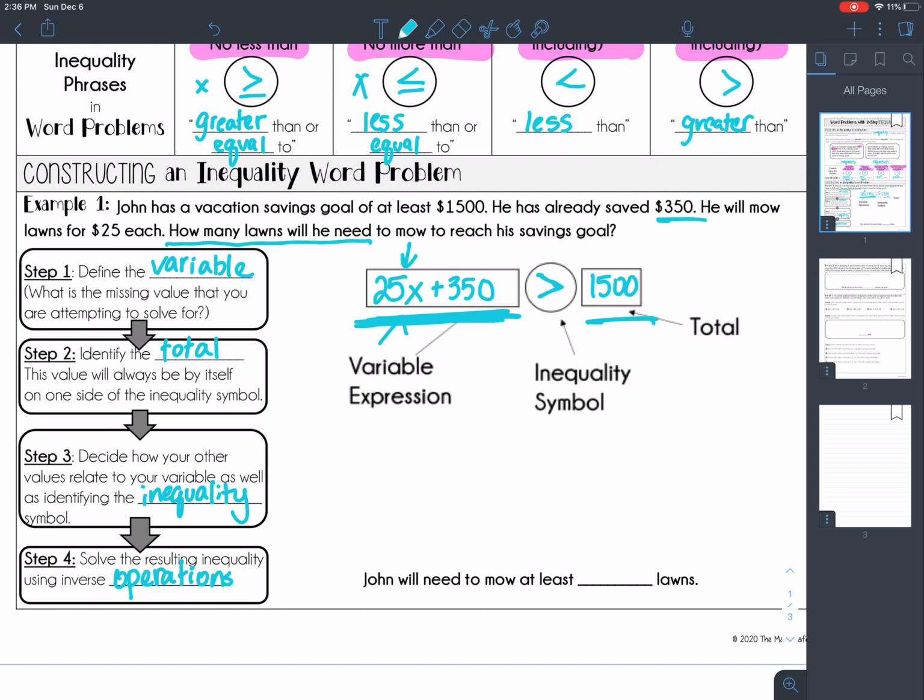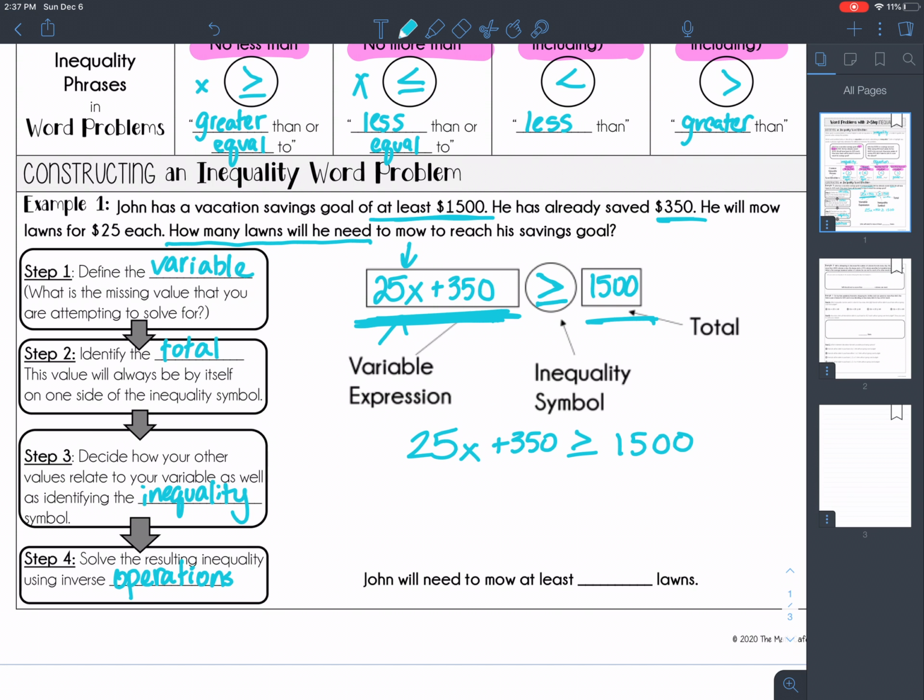So the next question is, do we include $1,500? Can John make exactly $1,500 and reach his goal? And the answer is yes. At least $1,500 means as long as he makes $1,500 or more, we're good to go. So we're going to include the line that indicates "or equal to." And then the last thing we're going to do is solve it. 25x plus 350 is greater than or equal to 1,500. As long as this is bigger than or equal to 1,500, we're good to go.